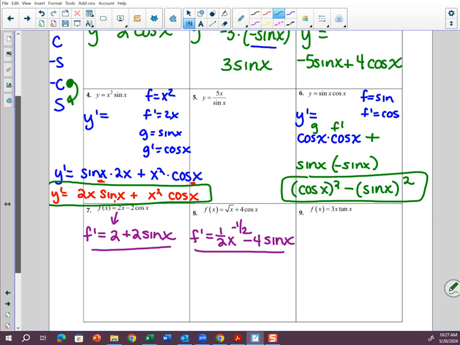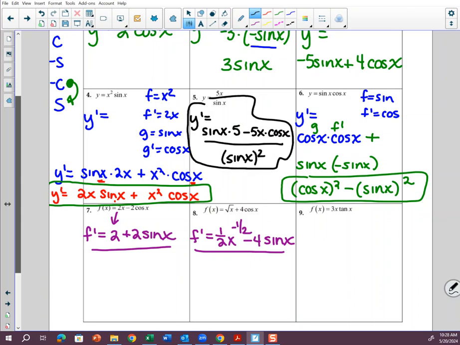If you want to stop the video now and kind of go forward to the last part where I'm going to do some problems on the back, you can. Or you can hang tight here. I'm going to do these 2 quotient rules. So it's sine of x times 5 minus 5x times cosine x over sine x quantity squared. That's my little quotient rule number 5.